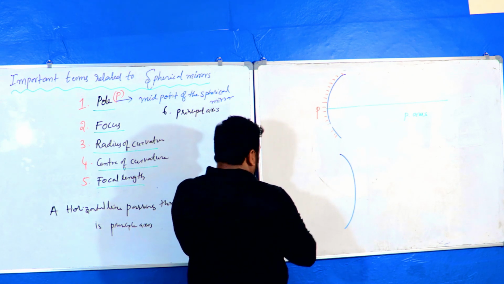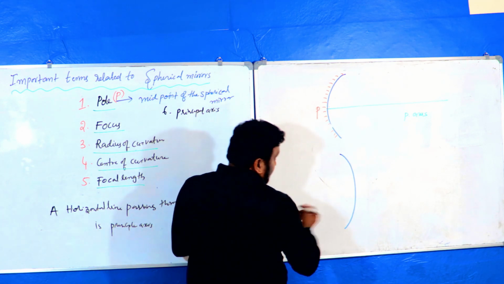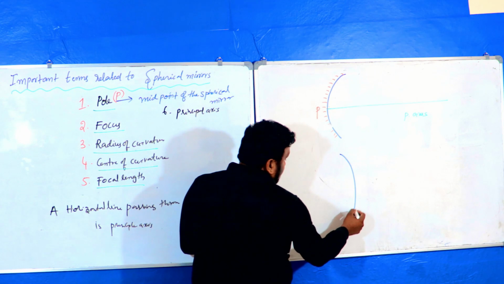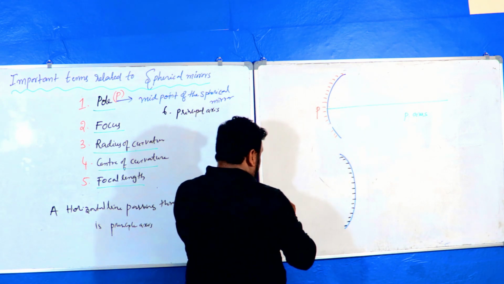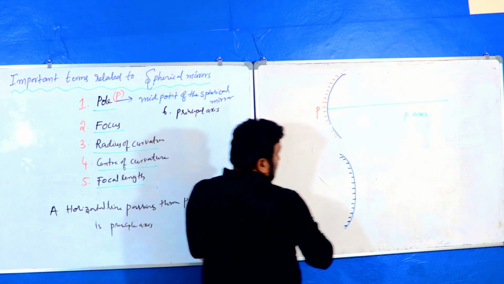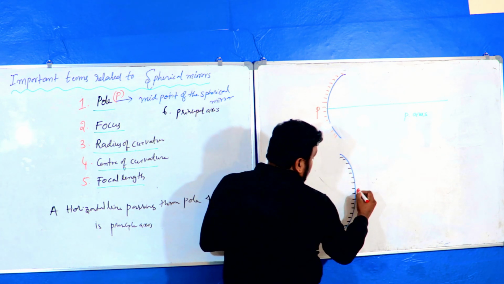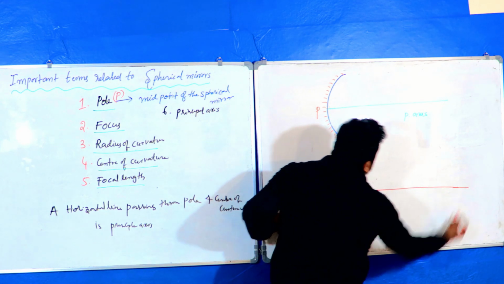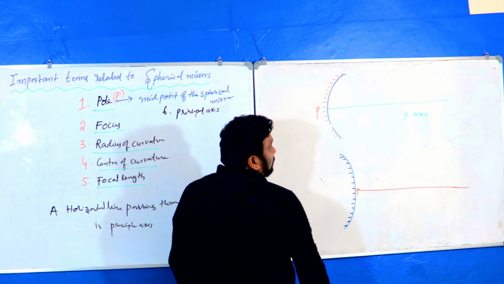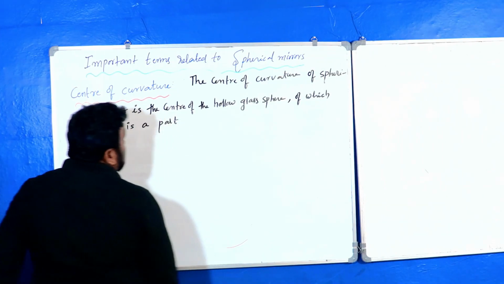This is now a convex mirror, and in this case the non-reflecting surface is outward. And here, this is the pole, and this is the principal axis, principal axis.